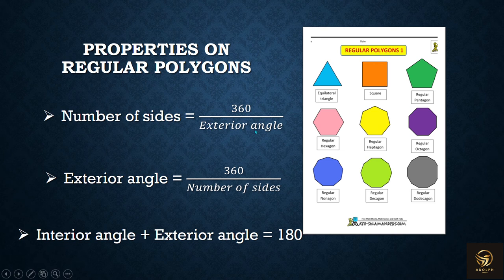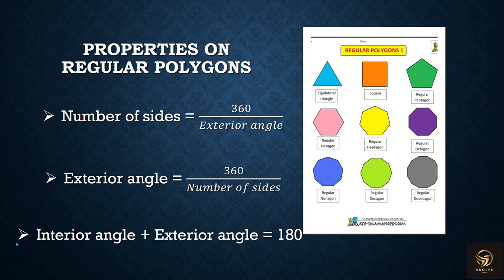So if the exterior angle is the input, we can find the number of sides. If we have the number of sides, we can get the exterior angle using the second property: exterior angle equals 360 divided by number of sides. The third property is interior angle plus exterior angle equals 180 degrees. If you add both interior and exterior, it will be equal to 180. So these three are interrelated.